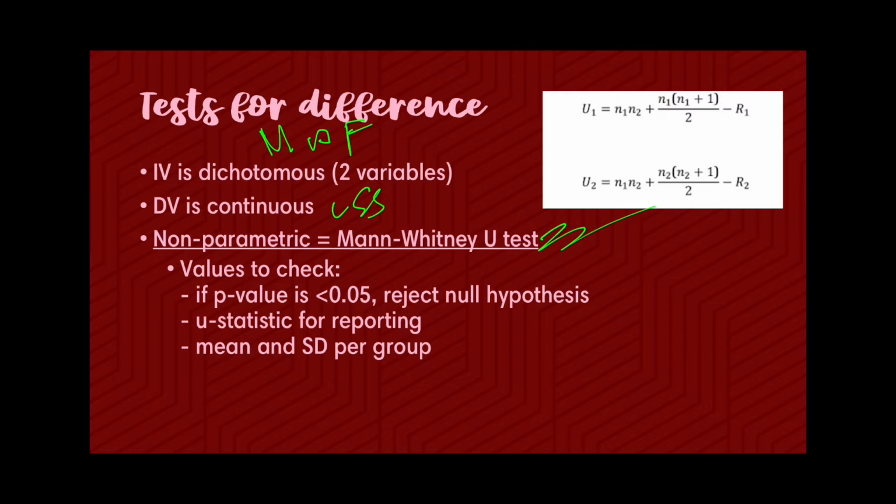So, for Mann Whitney U, what are the values that you have to check? Just like any type of hypothesis, you have to look at the p-value. If the p-value is less than 0.05, then you have to reject the null hypothesis. And then you have to report the U statistic. The Mann Whitney U generates a U statistic, and it also has a p-value for you to say whether or not you're going to reject the null hypothesis.